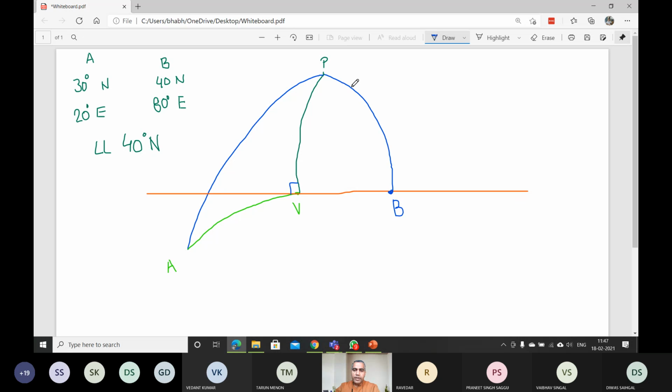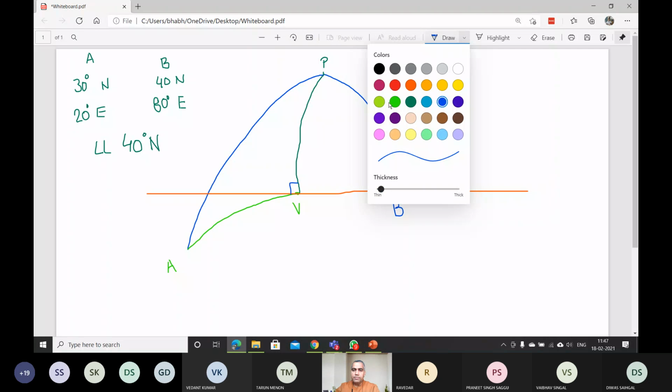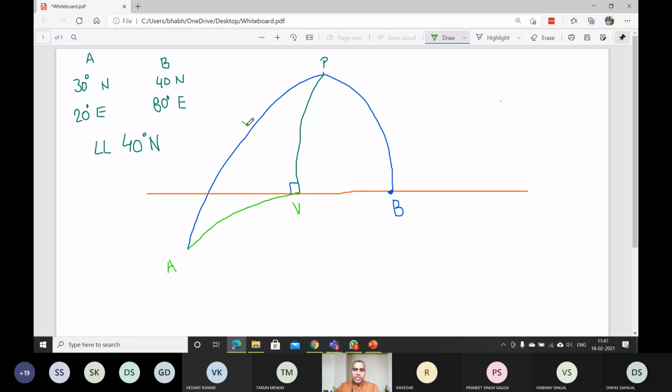The two things which we require here are, number one, side PA known to us. PA is the colat of our starting position A, so it is the colat of A, or 90 minus latitude of A. The second part which is known to us is Papa Victor, side PV. This PV side is the colat of our limiting latitude. The limiting latitude is given to us in the question, so this side is also known to us.